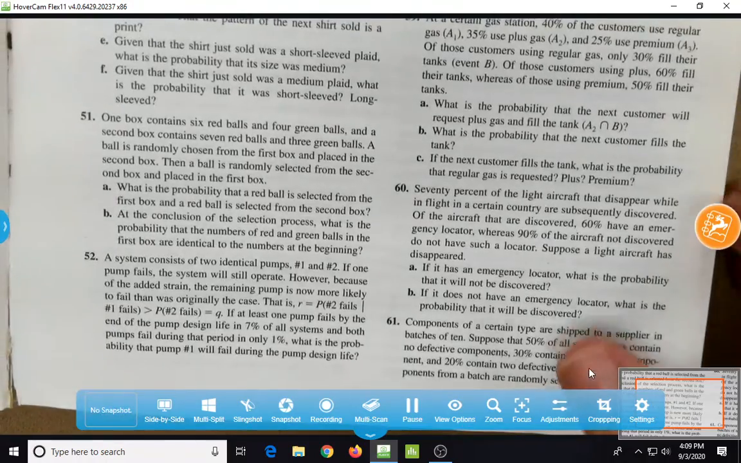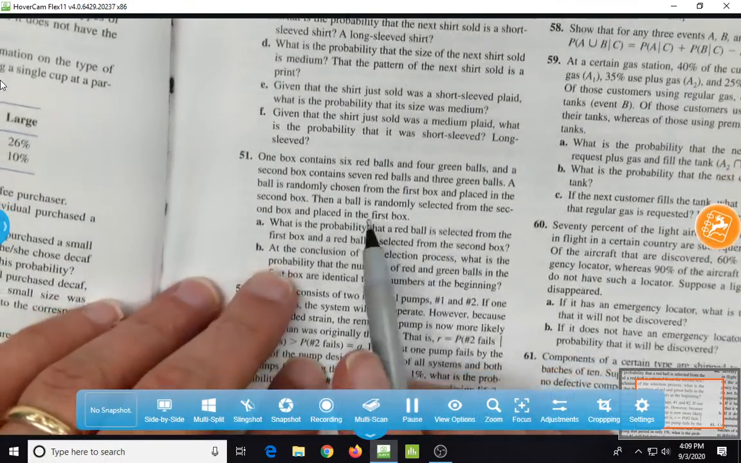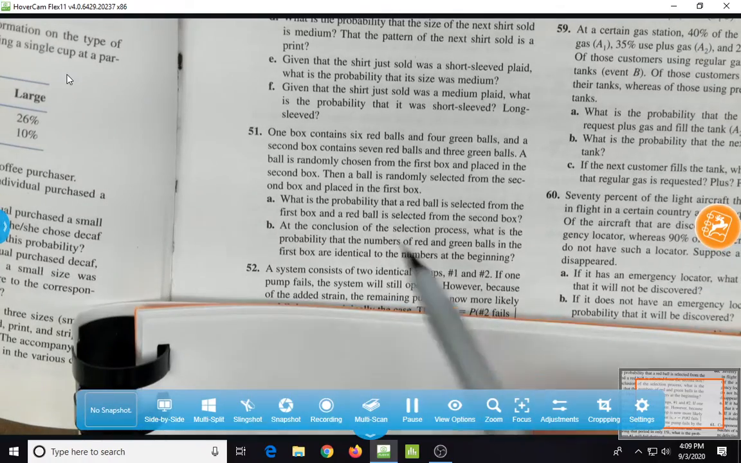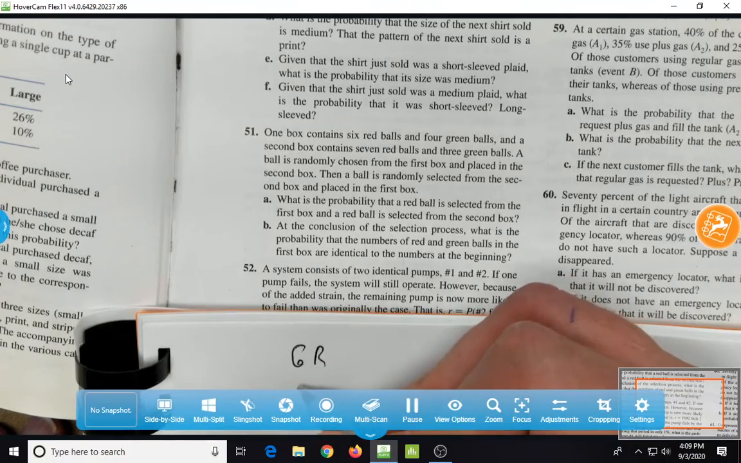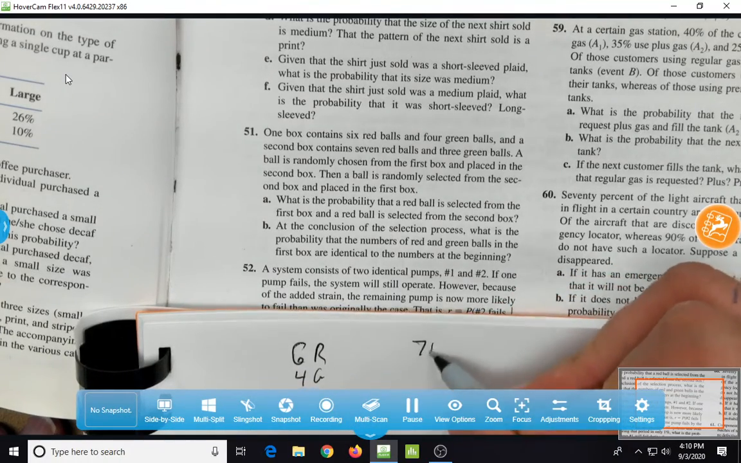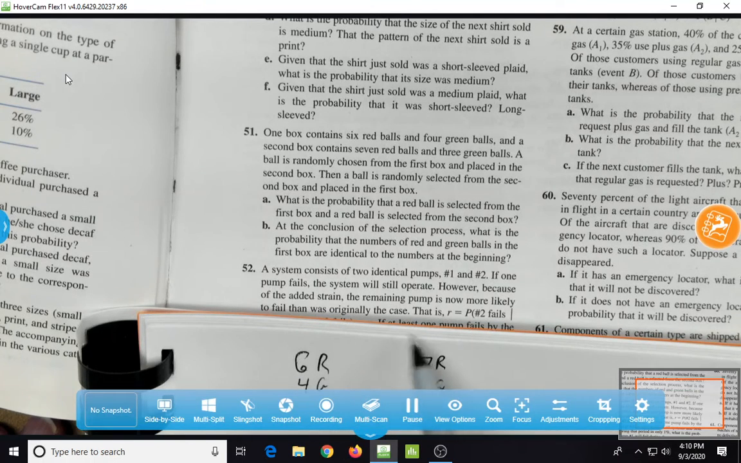Okay, so let's take a look at problem 51 and see how we could use our conditional probability. What we have is 6 red balls and 4 green balls in the first urn, and in the second urn we have 7 red and 3 green. What we're going to do is pick randomly one of these balls and put it into this urn, mix it up, take a random one and put it into this urn.